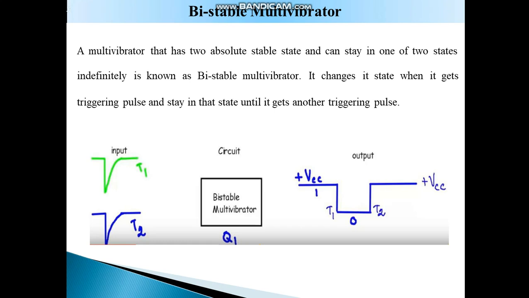Next, let's see about the bistable multivibrator. A multivibrator that has two absolutely stable states and can stay in either of the two states indefinitely is known as a bistable multivibrator. It changes its state when it gets a triggering pulse and stays in that state until it gets another triggering pulse.